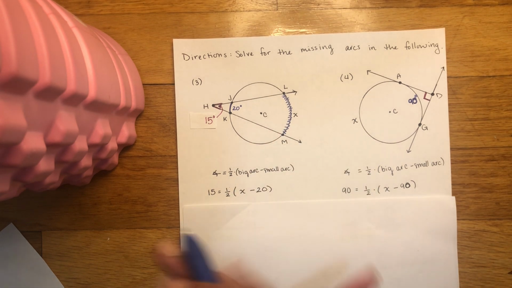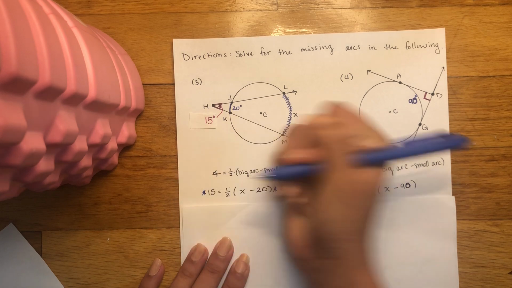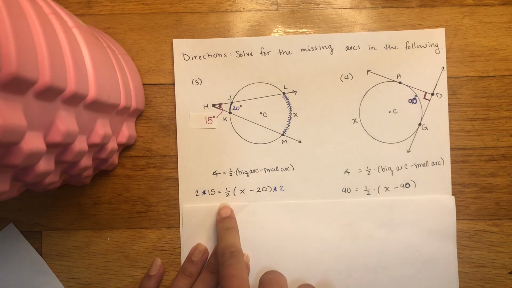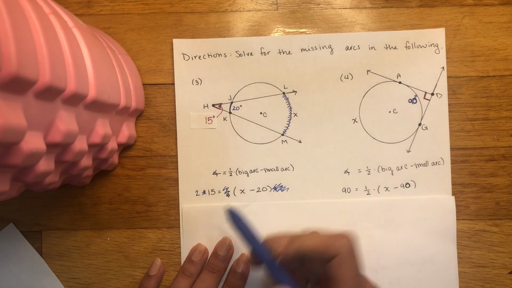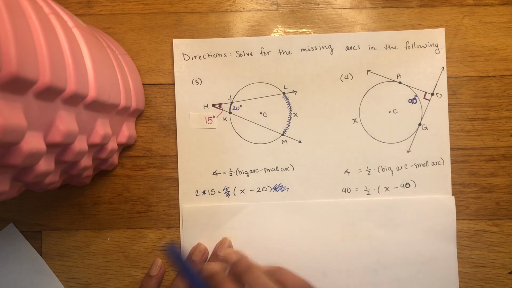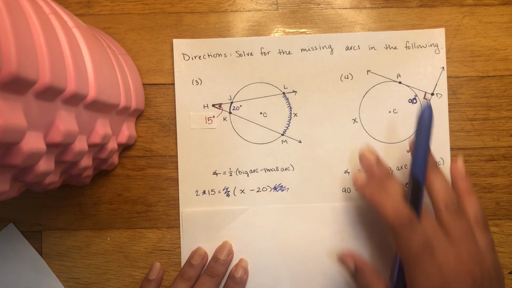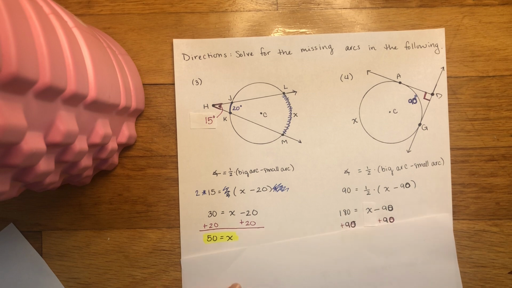You could divide both sides by half, or you can multiply by the reciprocal. So when you multiply by the reciprocal, this half and this 2 cancel out. All right, so 2 times 15 is 30. And then all you have left is x minus 20. So you can just drop the parentheses and it'll look like that. X is really close to being on its own. The last thing you should do to both sides is add 20. And you get x equals 50.